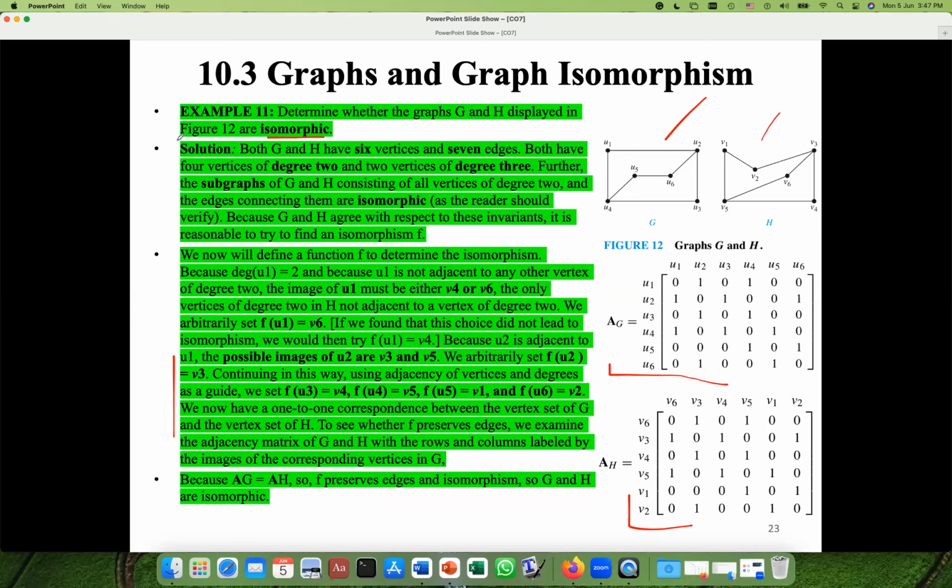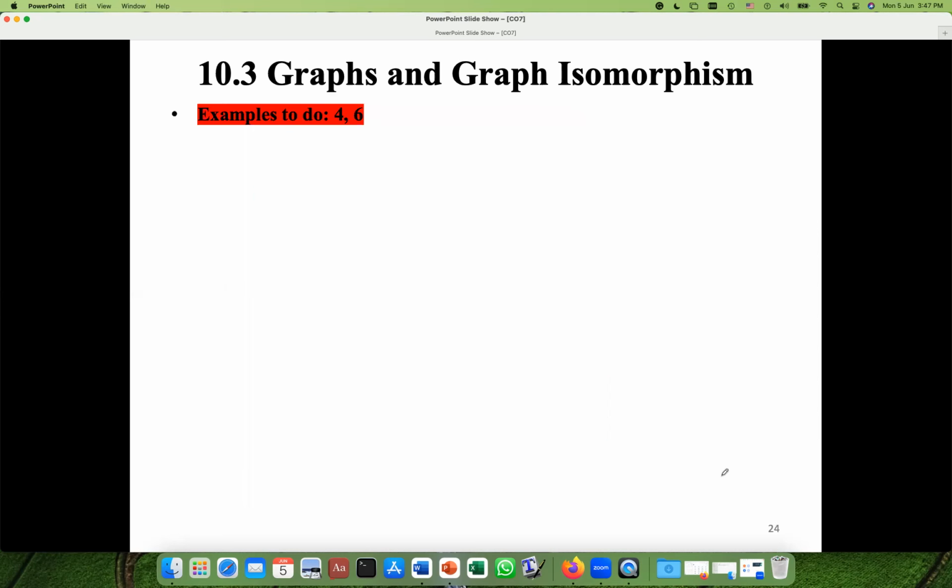Rest of the things are the same, but some extra information is given to you: if you want to find the adjacency of those graphs, make the adjacency lists or matrix. And if that matrix is the same, then it means that adjacency is the same. And then you can decide it quickly. So nothing else. And these are examples 4 and 6 in the chapter that you have to do by yourself.